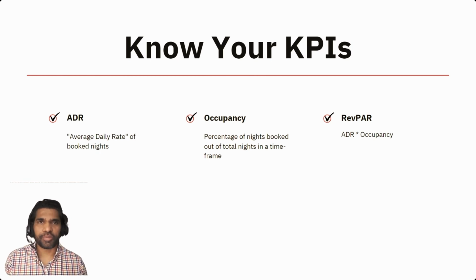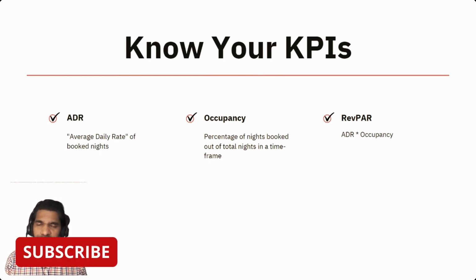Next is occupancy. Occupancy helps you understand how booked you are. You're probably very familiar with this, right? Which is the number of nights booked divided by total available nights. That's going to give you your occupancy percentage.